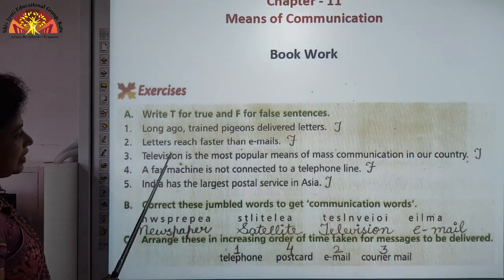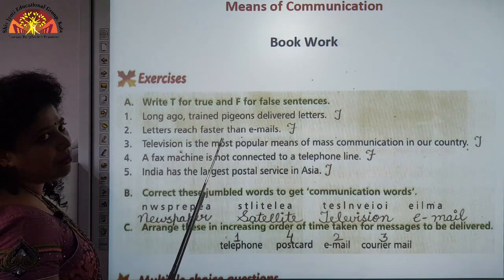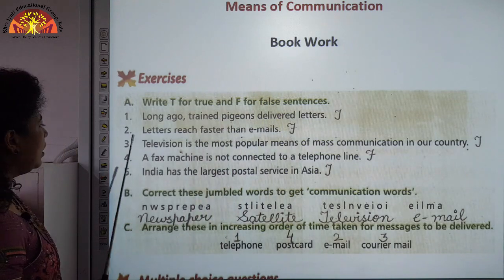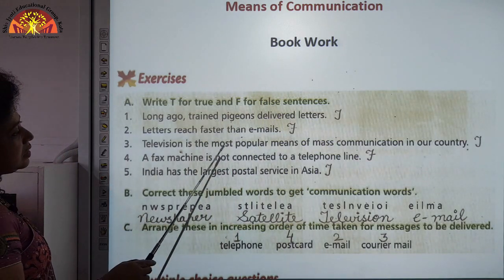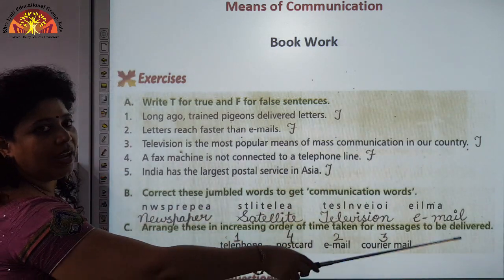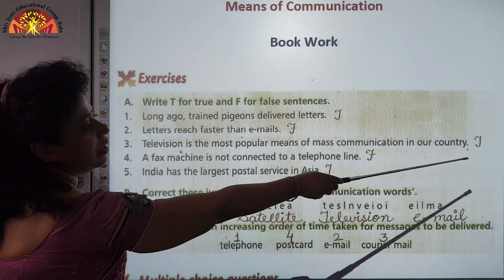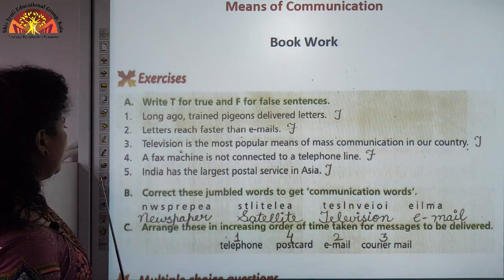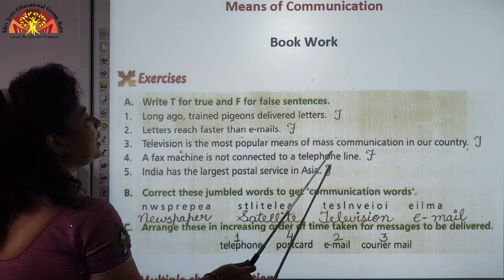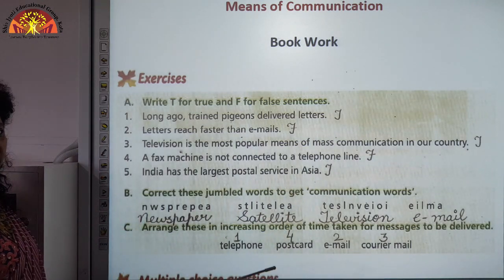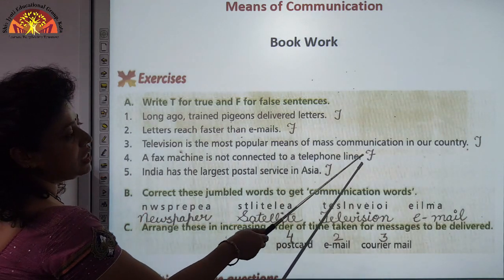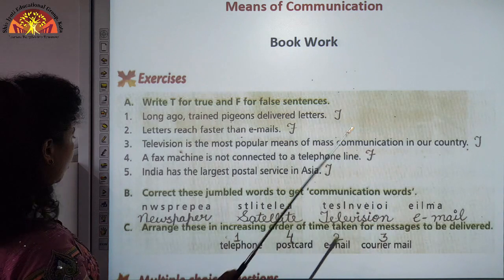Question 2. Letters reach faster than emails. That is not true, so write F here, false. Question 3. Television is the most popular means of mass communication in our country. It is a true statement, so write T. Question 4. A fax machine is not connected to a telephone line, which is a false statement. Fax machine is connected to a telephone line, so write F for false.